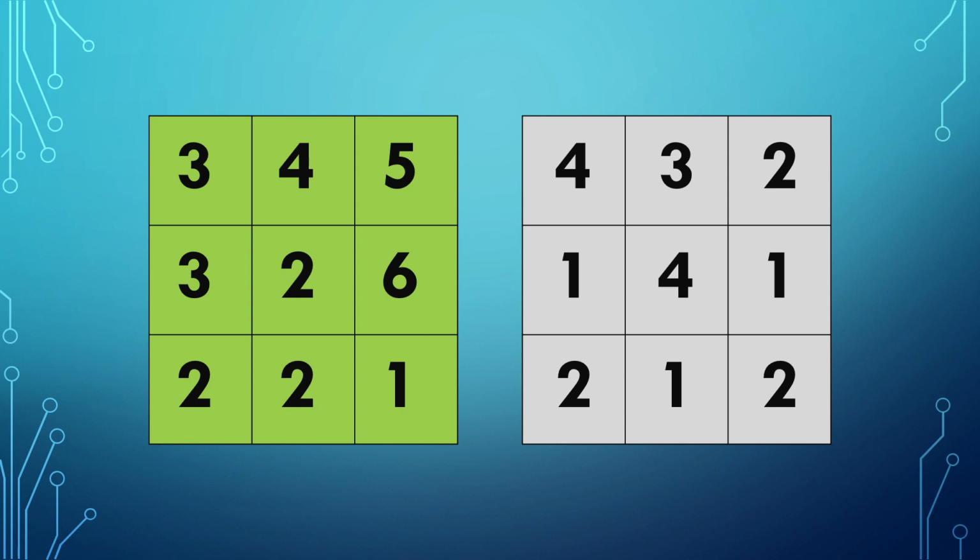So from this memorization grid, we have to return the longest length. So as we look here, 4, 3, 2, 1, 4, 1 and 2, 1, 2. So among these, the largest element is 4. So hence we return 4 as the maximum path length in this grid.